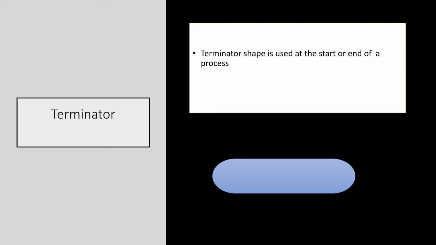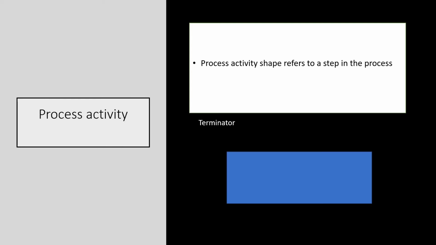That first shape is used to identify a start or an end of a process. It is oval in shape. Process activity. A process activity shape refers to a step in the process itself. It is rectangular in shape.